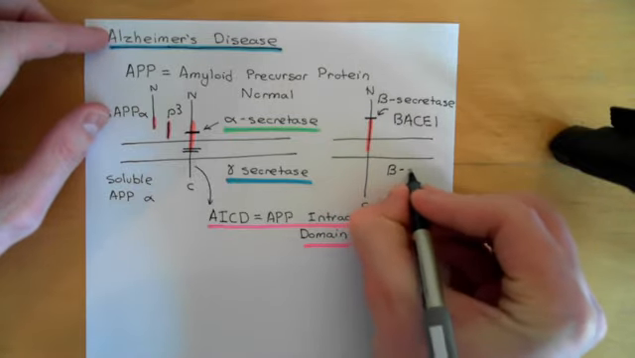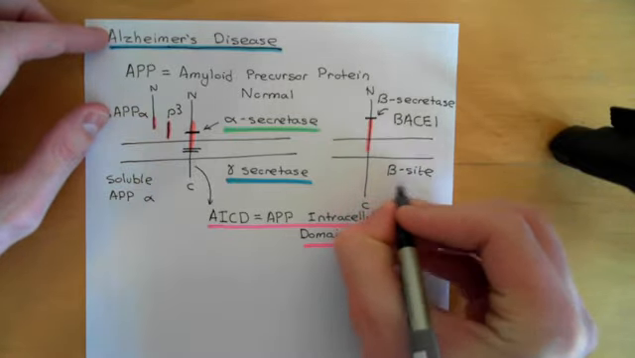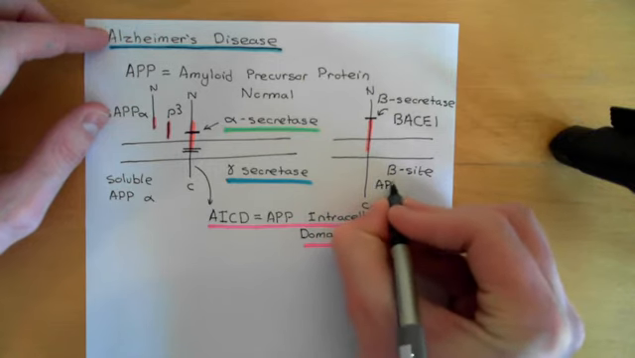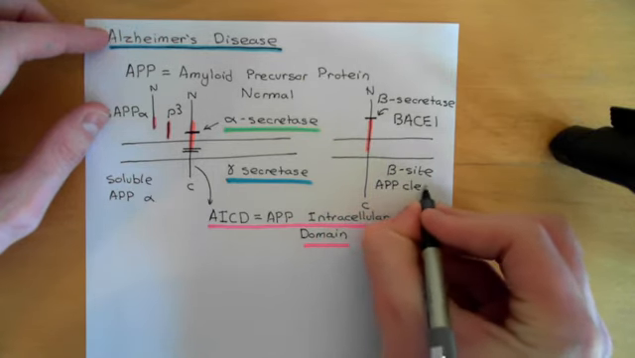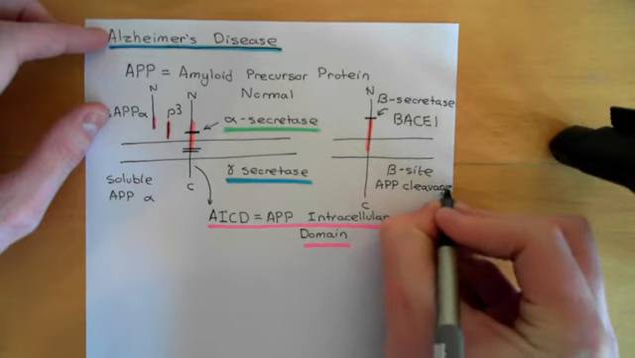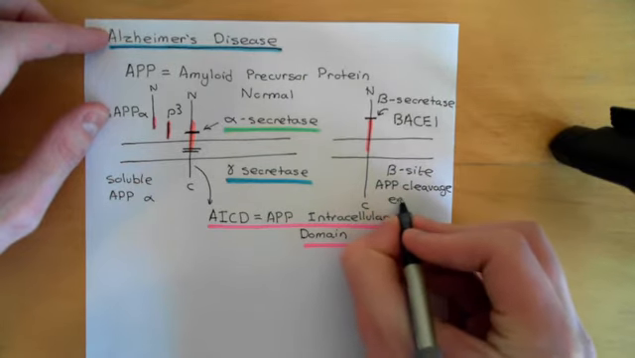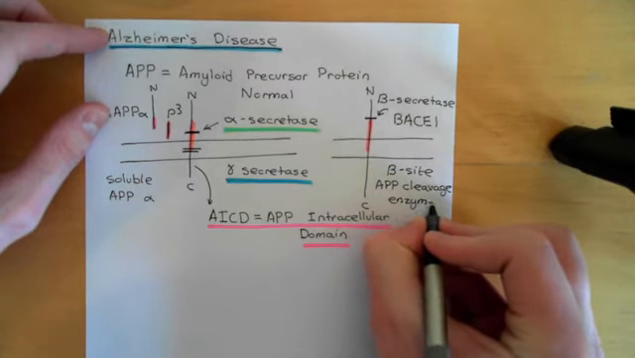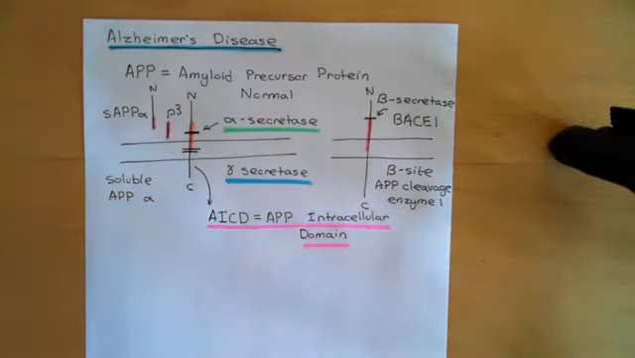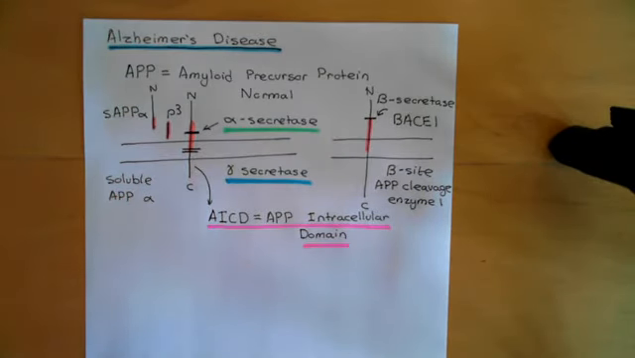So B is for beta site, and then the A is for amyloid precursor protein, and then the CE is for cleavage enzyme. So the beta site amyloid precursor protein cleavage enzyme 1. And I think that is the only beta secretase enzyme that we found as of yet.